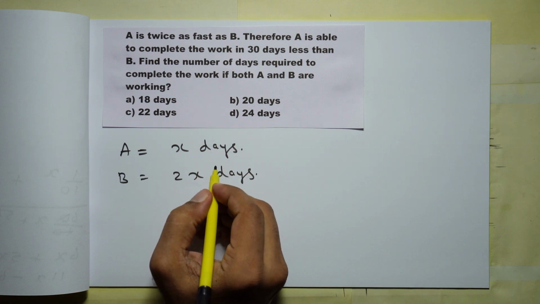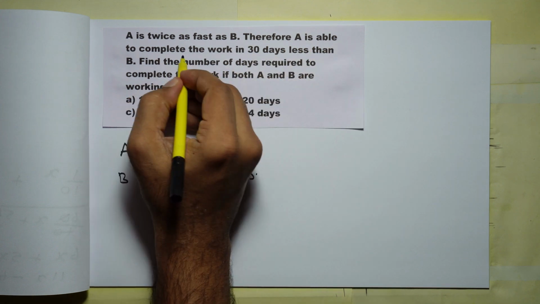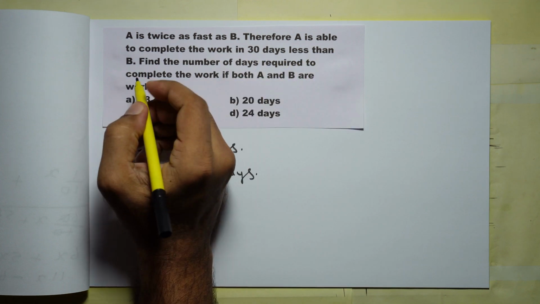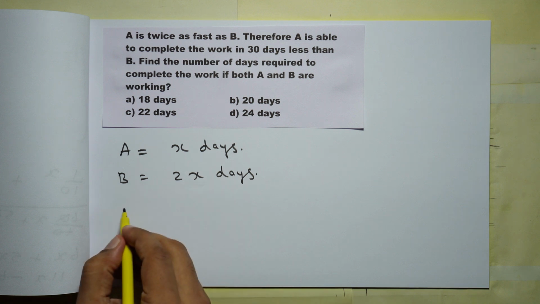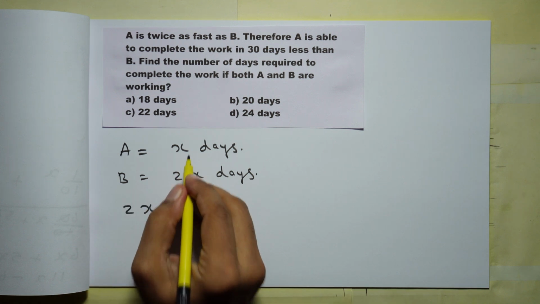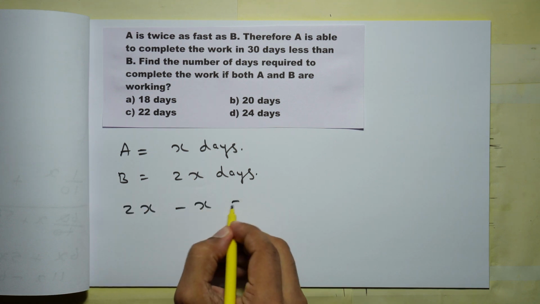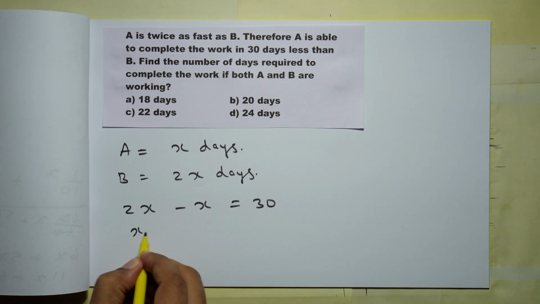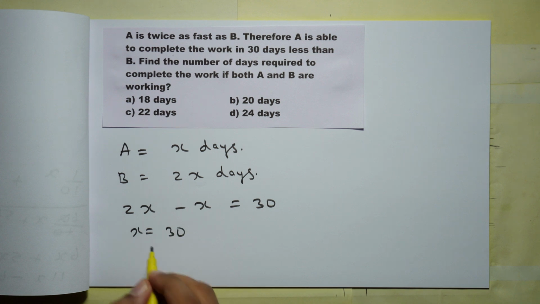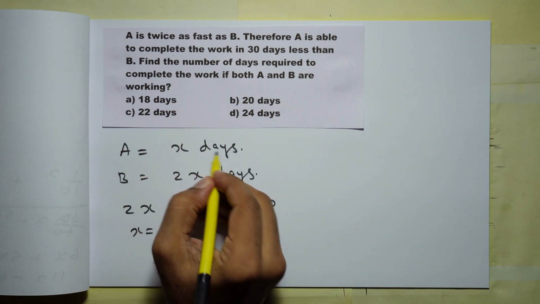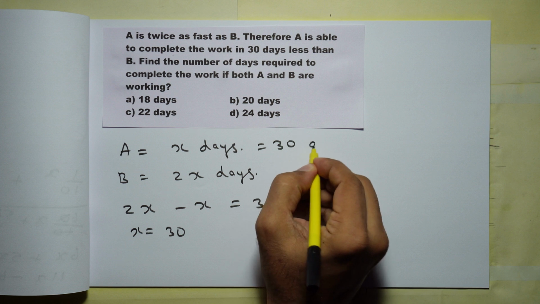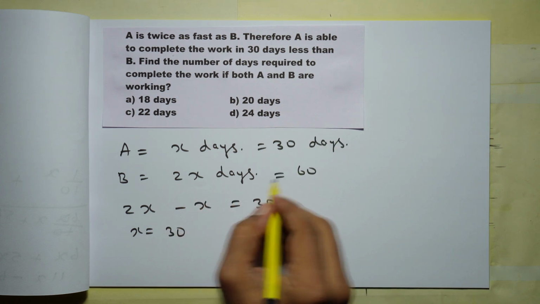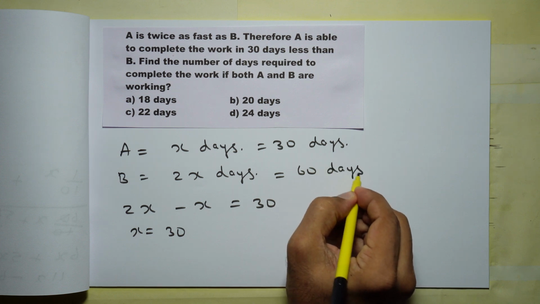This is the original condition. Therefore, A is able to complete the work in 30 days less time than B. That is, time required for B is 2x, time required for A is x, and that difference is equal to 30. So, we'll just solve this. 2x minus x, you will get it as 30. So, A actually requires 30 days and B requires 2x, so 2 into 30, 60 days.